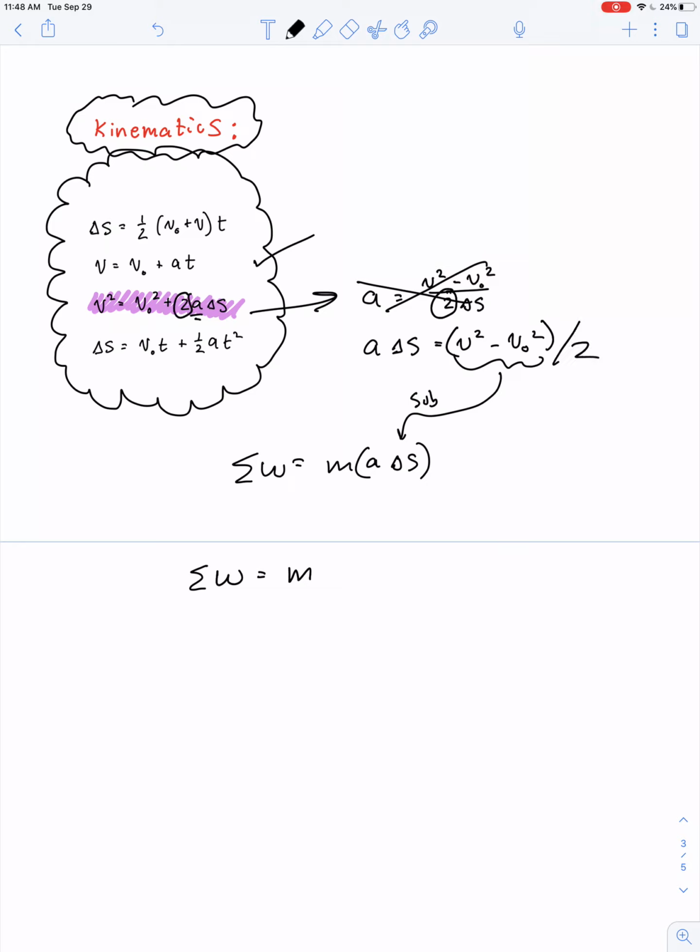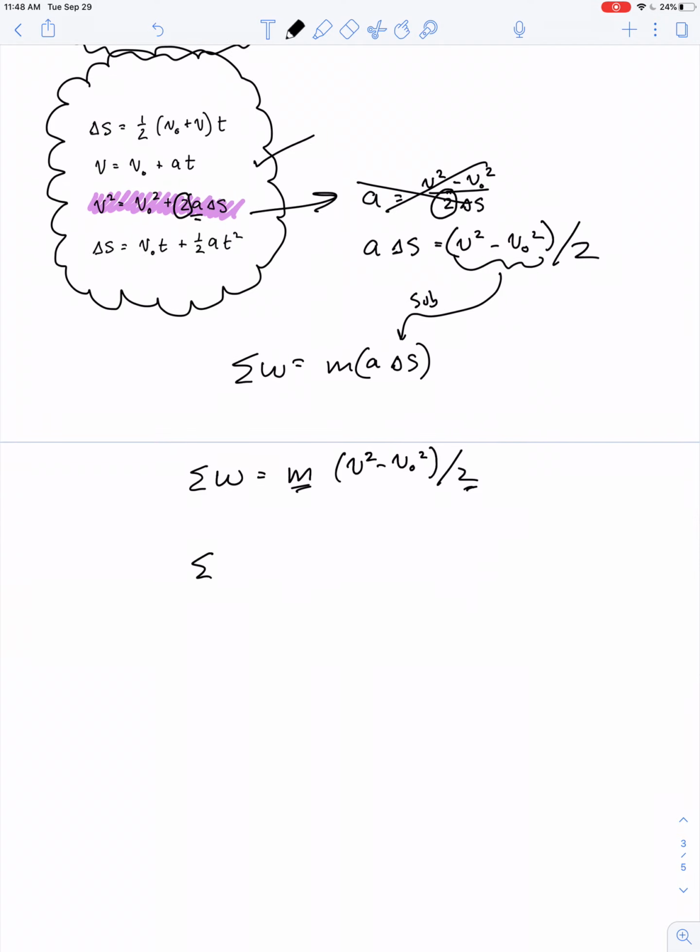There we go. Okay, so the net work is mass times the quantity v squared minus v initial squared divided by 2. And I'm going to distribute the m and the divide by 2, so we get the net amount of work is equal to 1/2 m times final velocity squared minus 1/2 m times initial velocity squared.